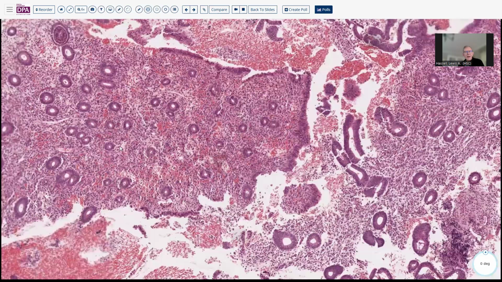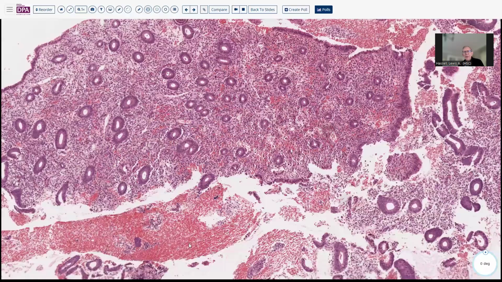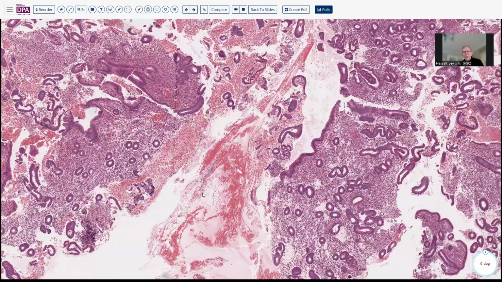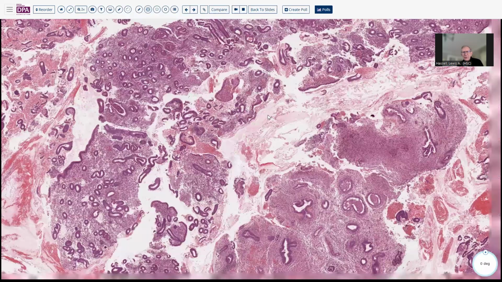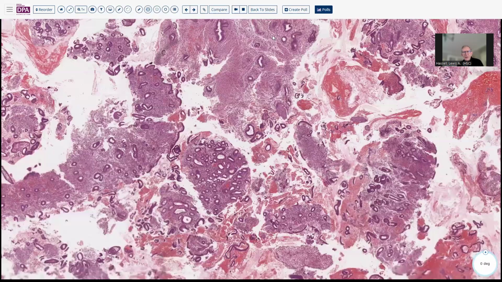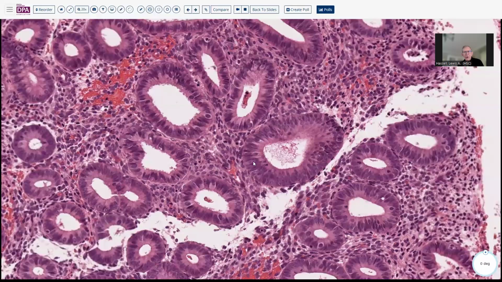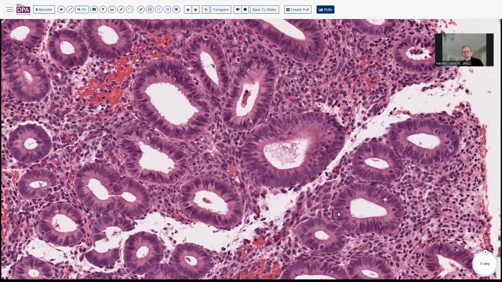So here, these are the benign glands. You see the nice small contours, basal-oriented nuclei, and so forth. And then we develop areas that are a little bit more atypical. Such as here, a little higher gland-to-stroma ratio, variable nuclear atypia, a little bit more stratification, crowding of these nuclei. It's a subtle difference, but there is a definite difference here.